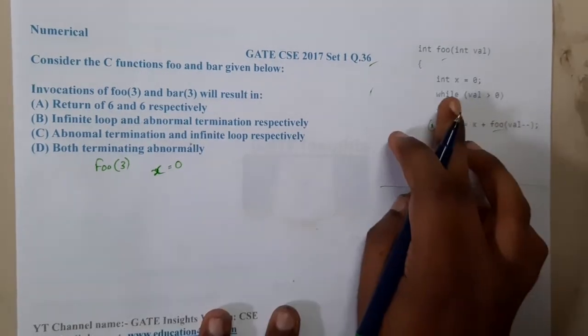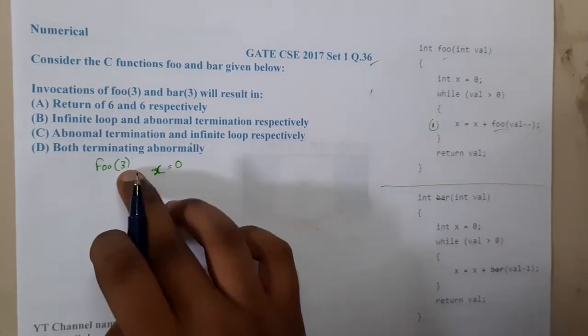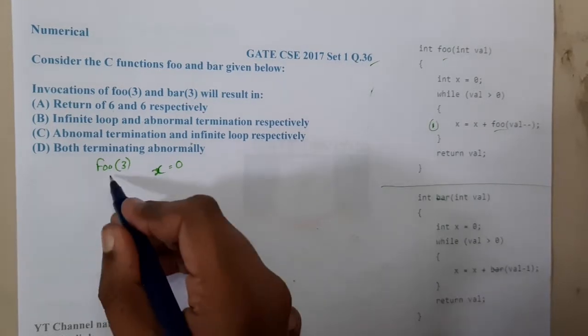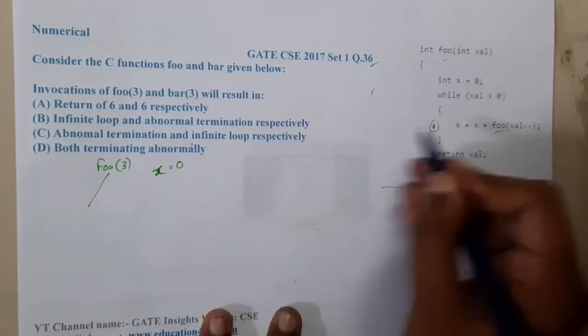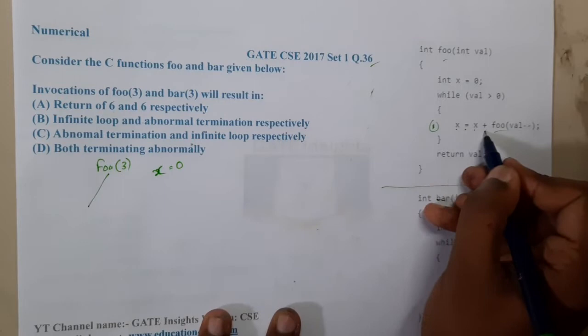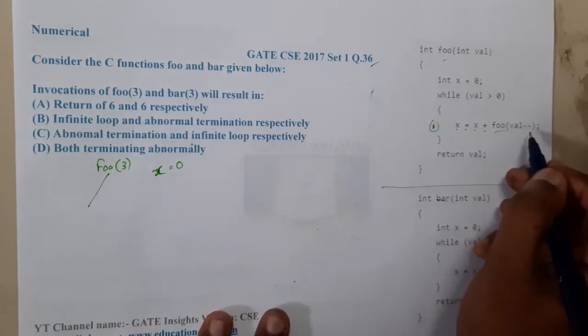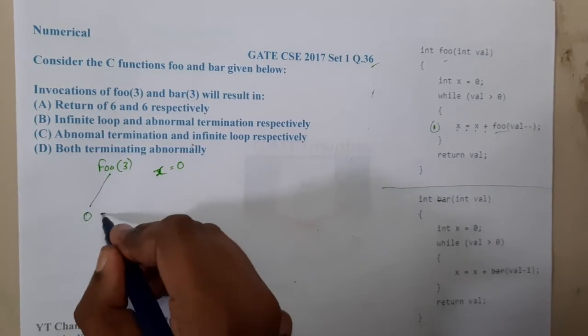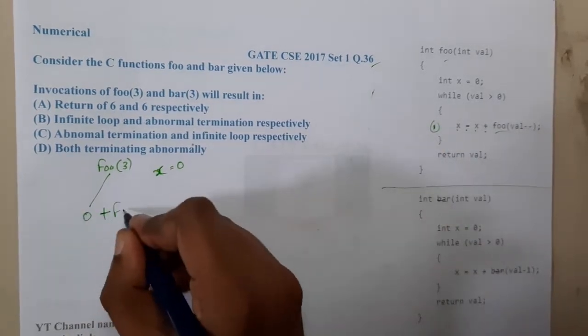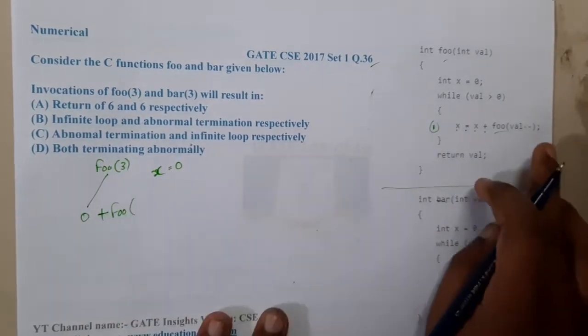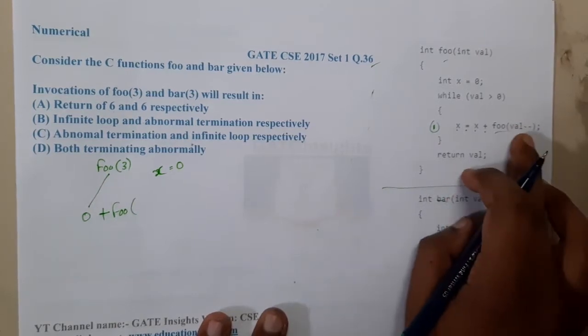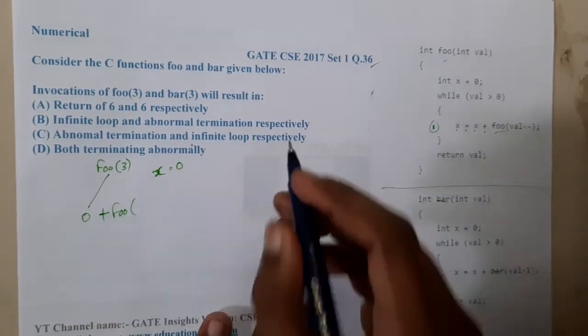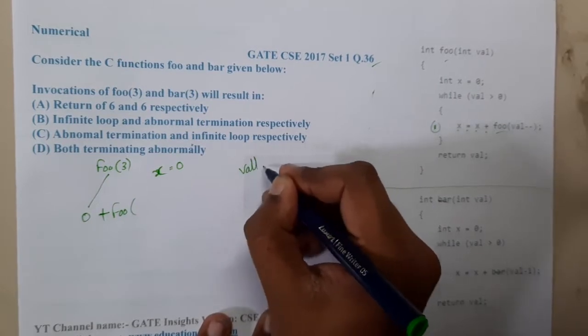Then you check whether your value is greater than 0. Yes, it is greater than 0. So what are you doing? You are doing x equals x plus foo(val--). What is the value of x? It is 0 plus foo of val post-decrement. If you recall, I told this in our class lectures.